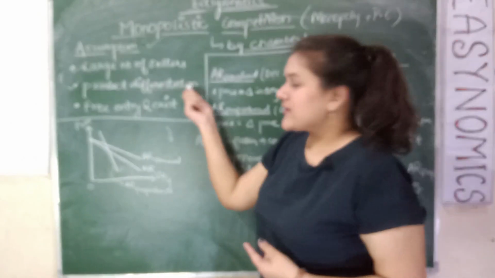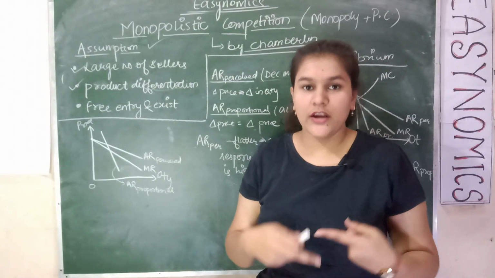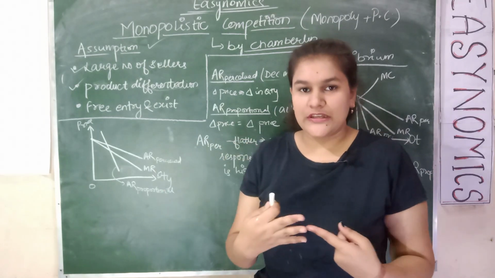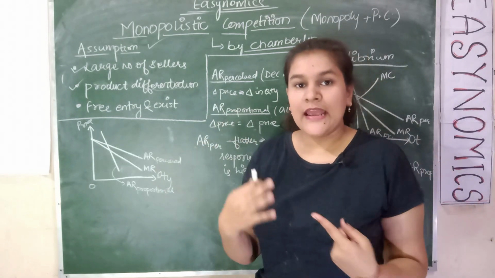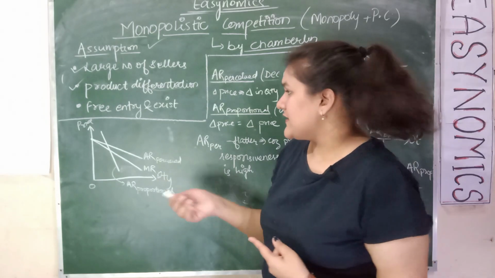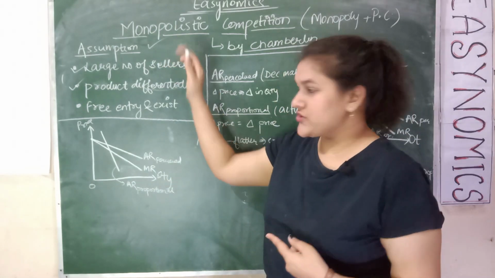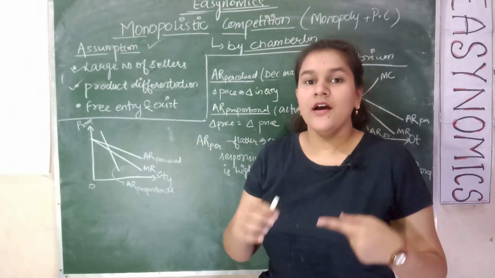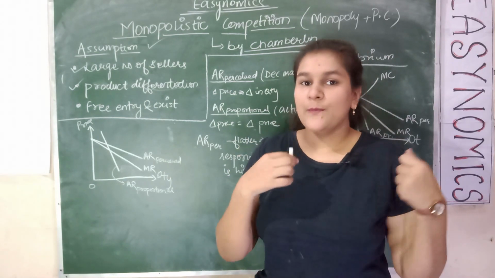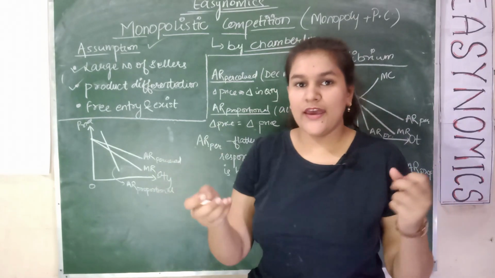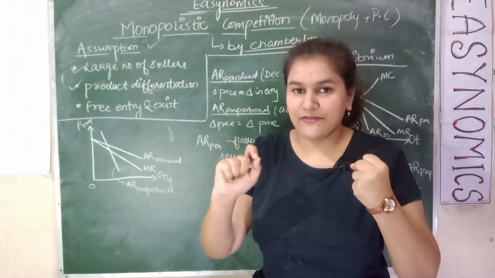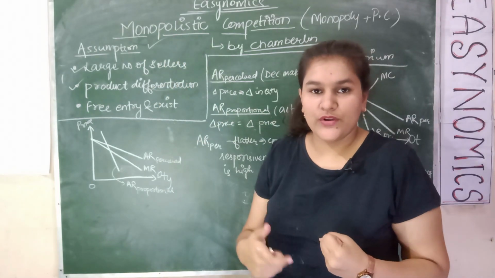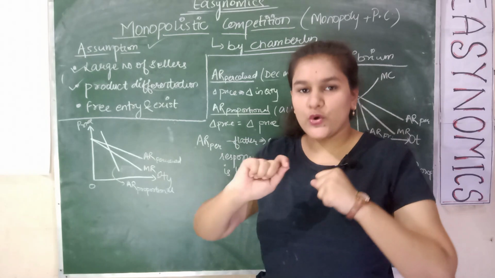The next feature is product differentiation. In a perfect competitive market, we assume that all firms produce a homogeneous good, completely identical. You cannot differentiate between them. But under monopolistic competition, firms produce close substitutes to each other. For example, biscuits: there is a Parle-G biscuit and there is a Good Day biscuit. Both are biscuits, but they have some slight difference. This means the producer creates their brand value in the market by producing close substitutes.